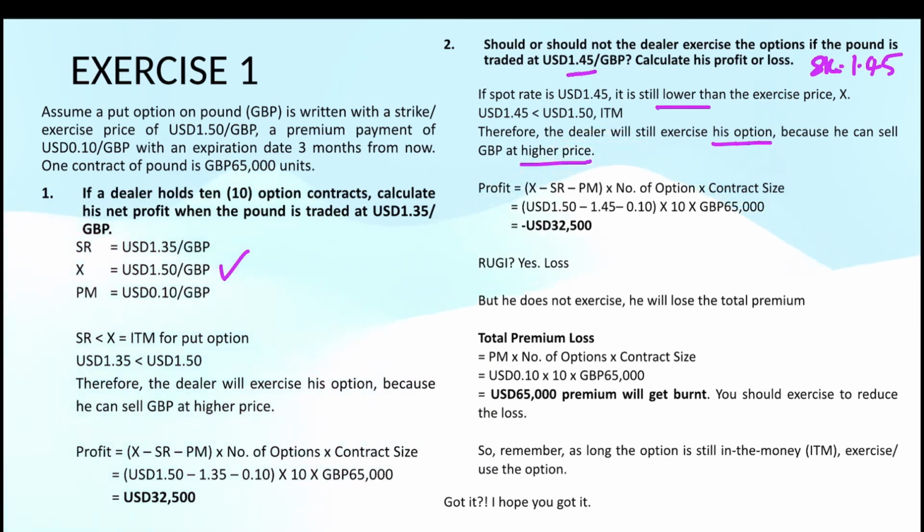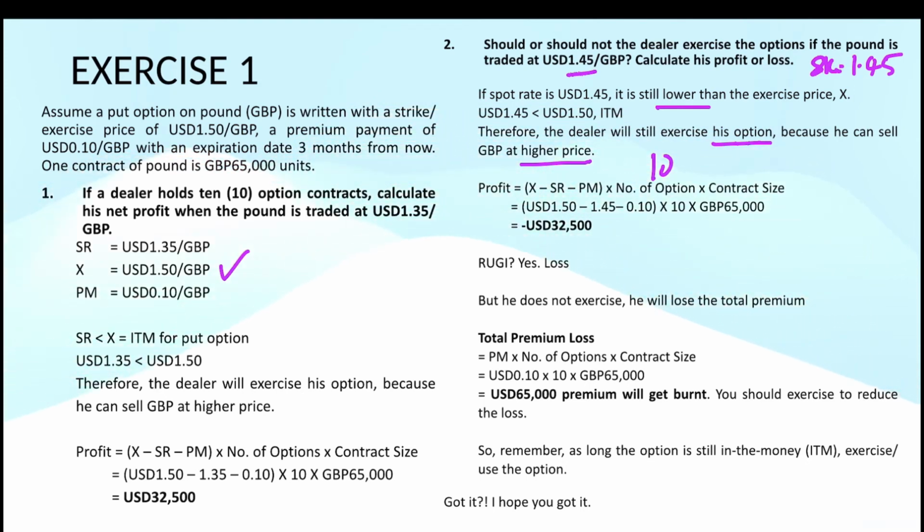So let's calculate the profit. Exercise price minus the spot rate minus premium, times the number of options, which is 10, times the contract size, which is 65,000. So how much is the profit? Negative 32,500.